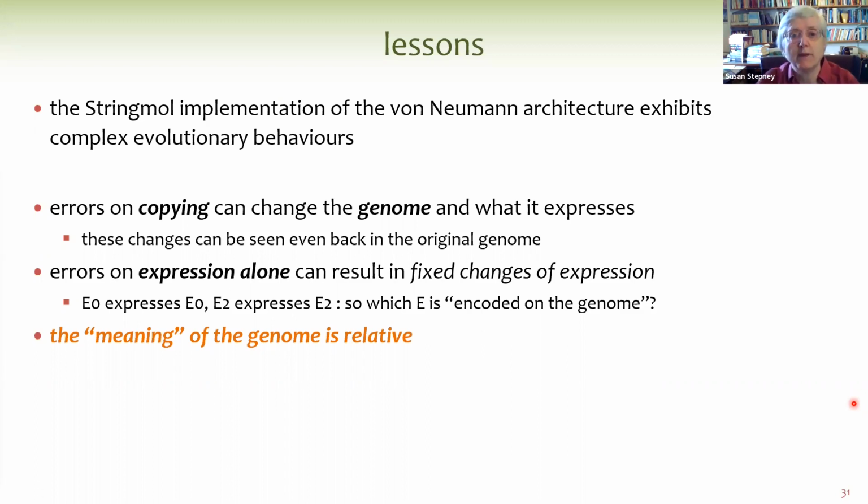They're still visible in the original genome because, of course, the original genome is now in a different context. But errors on expression alone can also result in fixed changes to expression. So in that one, we saw E0 expresses E0 and E2 expresses E2. So which expressor is actually encoded on the genome? Well, it's context dependent. The meaning of the genome is relative to the context it appears in.